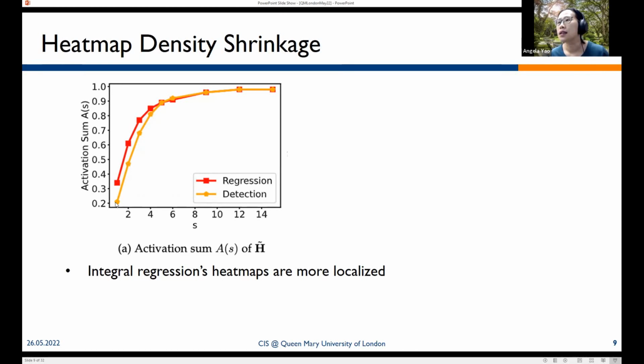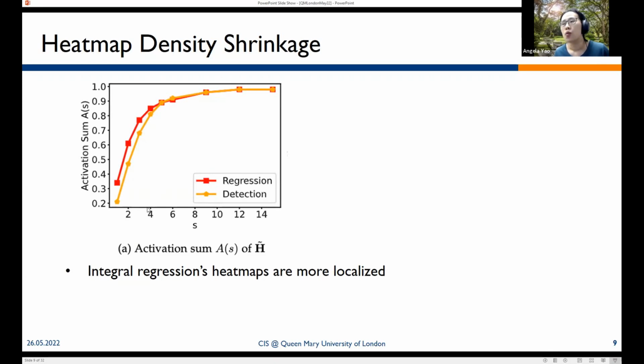Basically, as you progressively get larger, for some fixed S, the summation of the regression is higher than the detection, which means that there's more activation within a fixed area, right? And the more activation there is, the more localized, you can argue this way. So this was our rationale behind this plot here. That's why the regression is a bit higher.